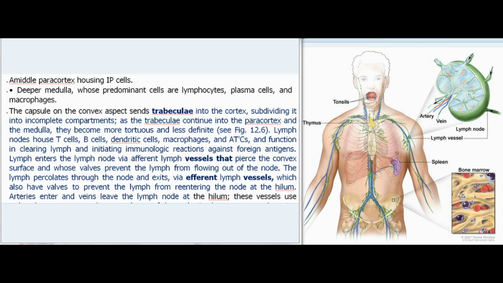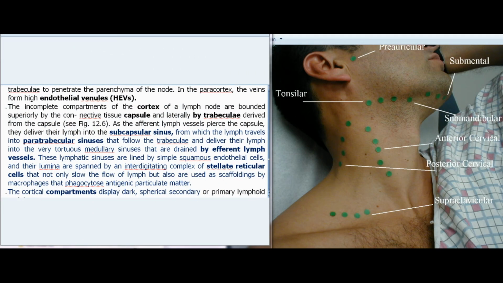The lymph percolates through the node and exits, via efferent lymph vessels, which also have valves to prevent the lymph from re-entering the node at the hilum. Arteries enter and veins leave the lymph node at the hilum. These vessels use trabeculae to penetrate the parenchyma of the node. In the paracortex, the veins form high endothelial venules, HEVs.